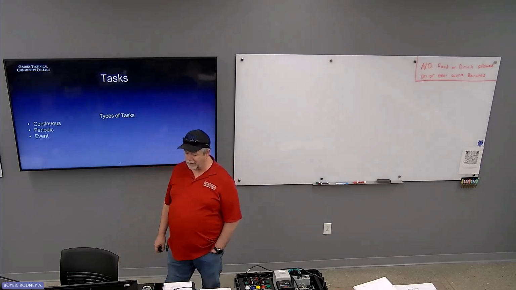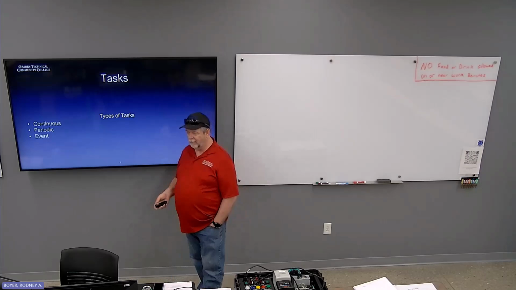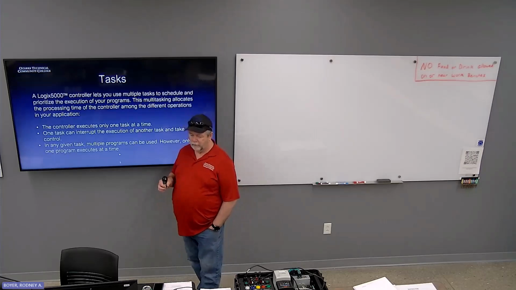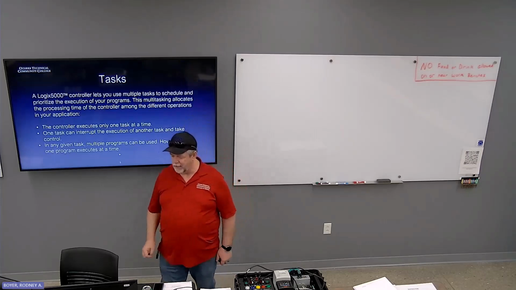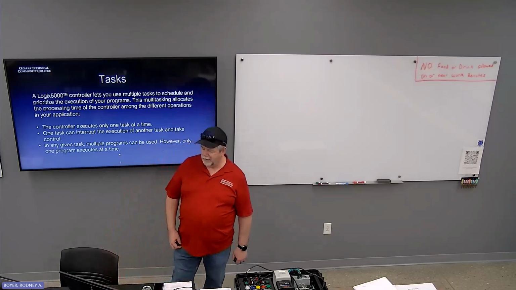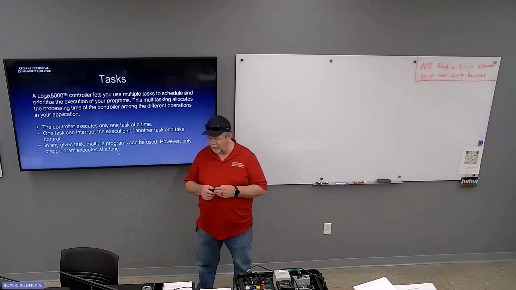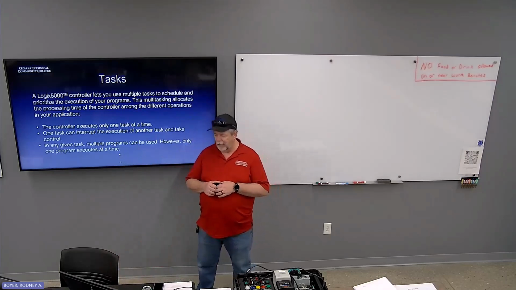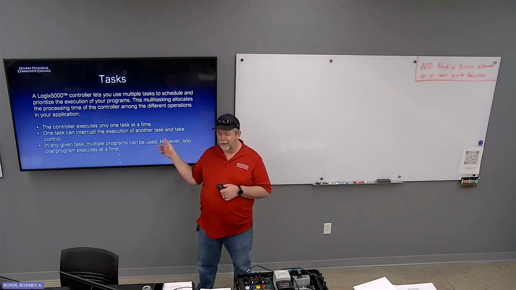So the types of tasks, like I said earlier, continuous, periodic, and event. Logix 5000 controller lets you use multiple tasks to schedule and prioritize execution of your programs. Multitasking allocates the processing time of the controller among the different operations in your application. The controller executes only one task at a time.